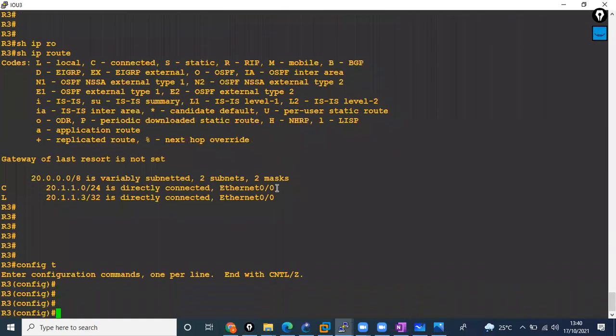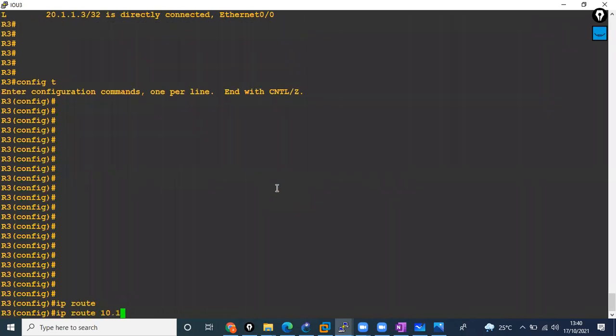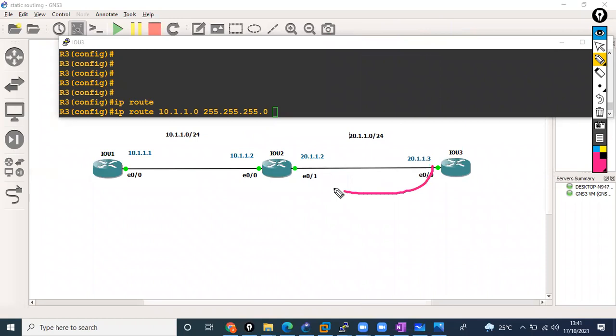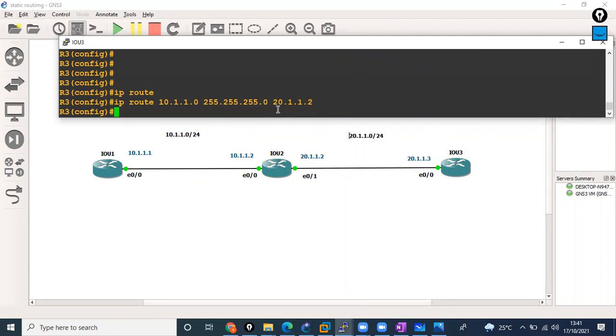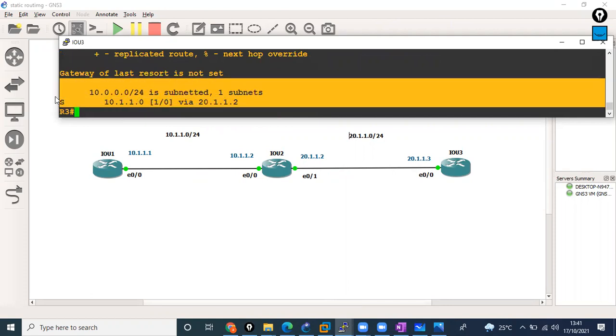So what we have to do is generate the packets again. We have to configure a static route here: 10.1.1.0 and then /24. Then the question is, who will be the next hop? In the reverse direction, who is the next hop? 20.2 here. So mention here 20.1.1.2. Show IP route static. So this entry is there.